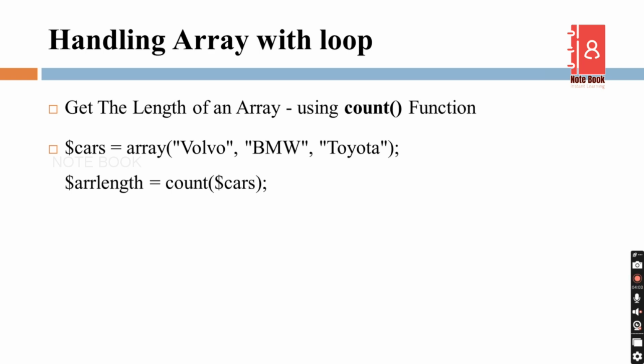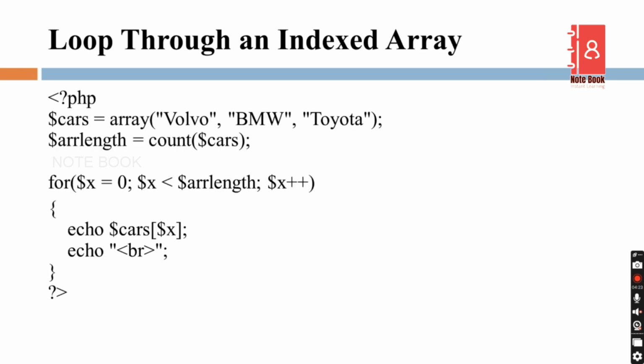Handling arrays with loops. You can get the length of an array using the count function: count(). Then $cars = array("Volvo", "BMW", "Toyota"); $arrlength = count($cars). So here the count will be 3.